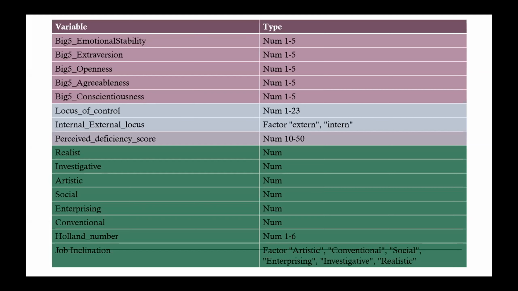And the last group of variables represent the career interests. The numerical ones represent the job inclination of each person for each type of career interest. The job inclination variable is the highest job inclination each person has, and it's categorical, and the whole number is the same as job inclination, but coded as numerical.